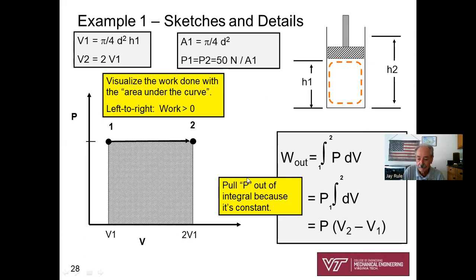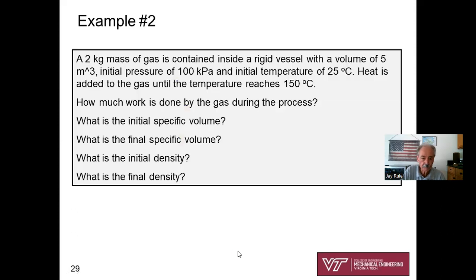And then finally, pull P out of the integral because it's constant pressure. How would you evaluate the work? Integral of P dV, pull the P out, P times the integral of dV, that's an easy integral. It's just V, evaluated from 1 to 2, P times (V2 minus V1). So without going through the numerics, boom, that's going to buy you a huge amount of partial credit on your solution.